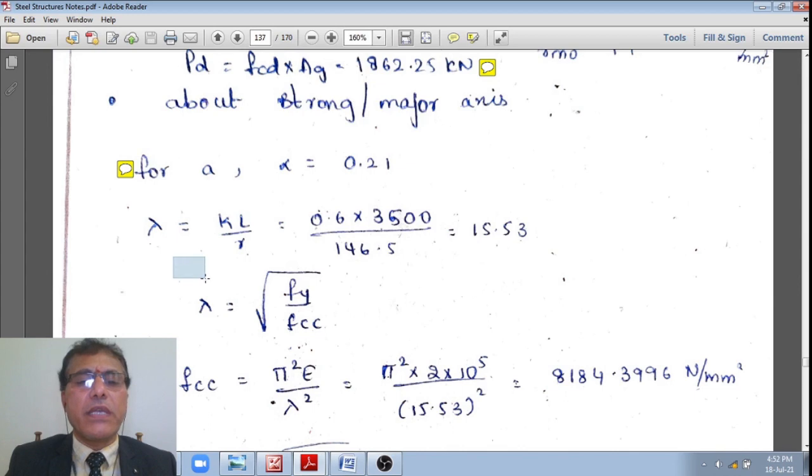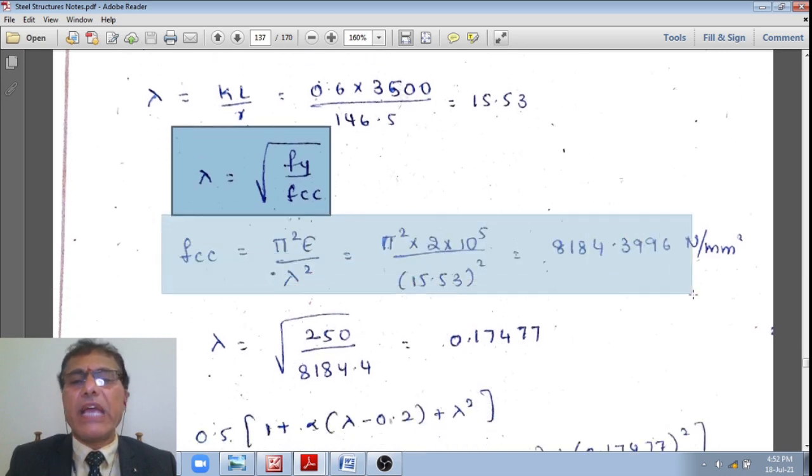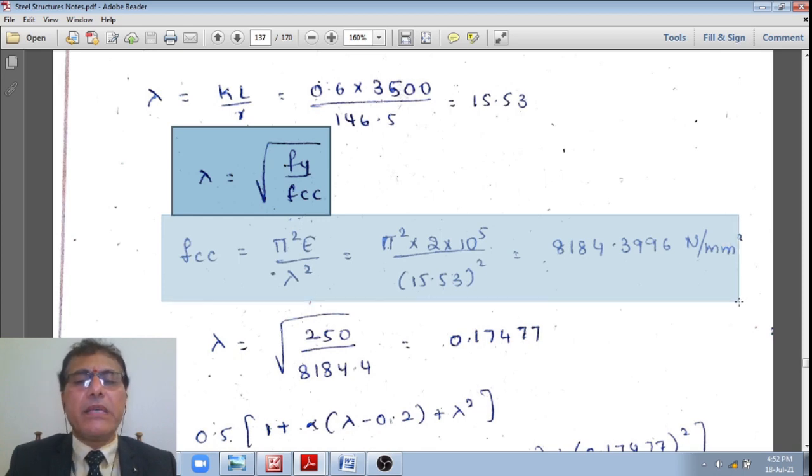Now I'll get the non-dimensional slenderness lambda as the square root of Fy divided by fcc, where fcc we already calculated in the previous case: pi square E divided by lambda square. Now lambda is equal to 15.53, the actual slenderness ratio. Substituting this, I get fcc, the Euler's buckling stress, or Euler's compressive stress, all are the same, equal to 8184 Newton per mm square approximately.